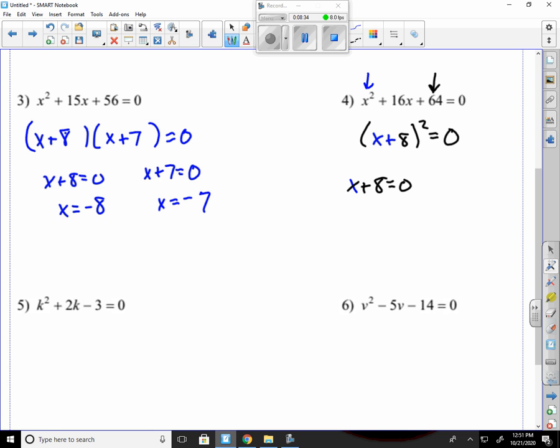Now I just have to do this once. X plus 8 equals 0. X equals negative 8.